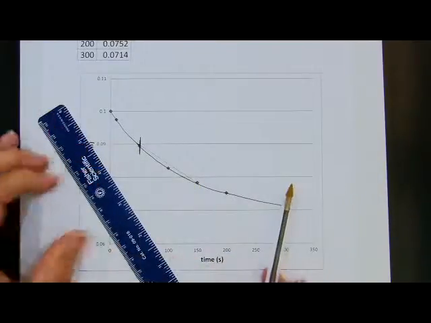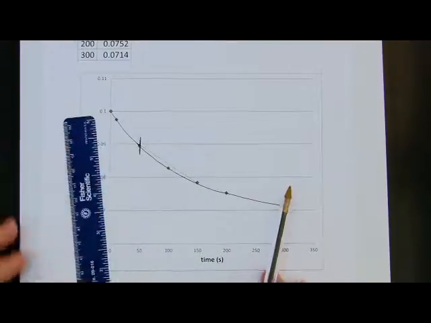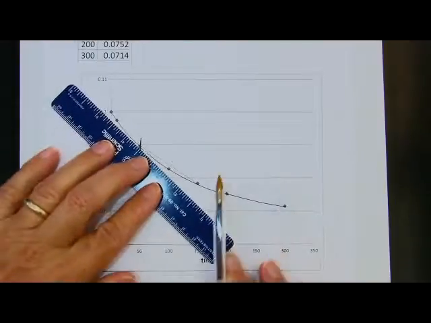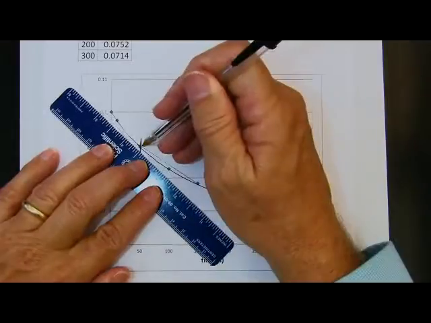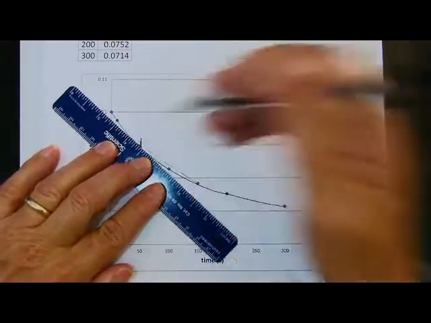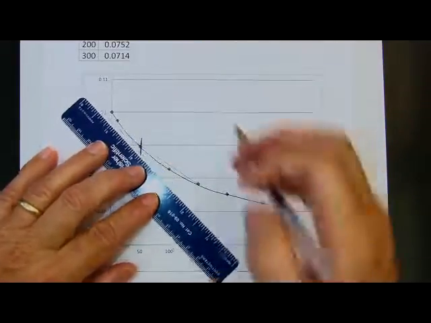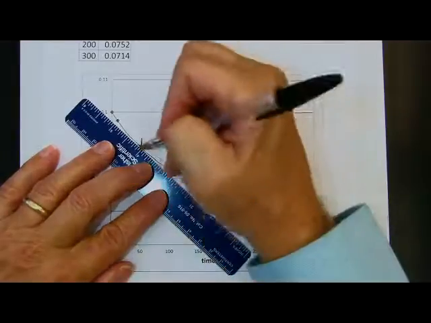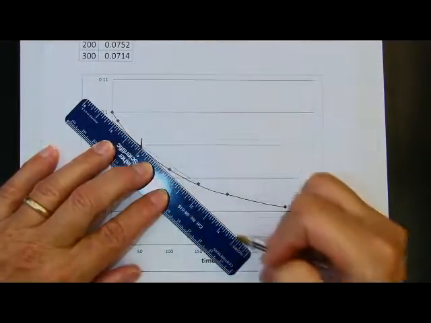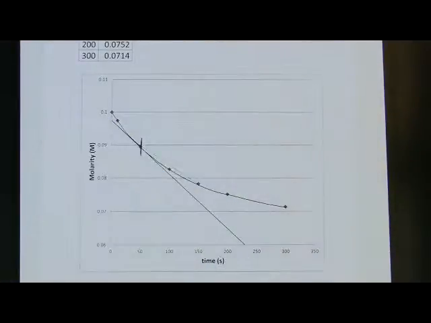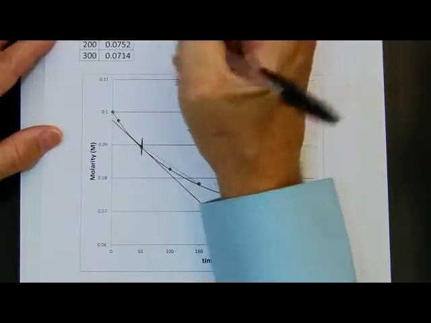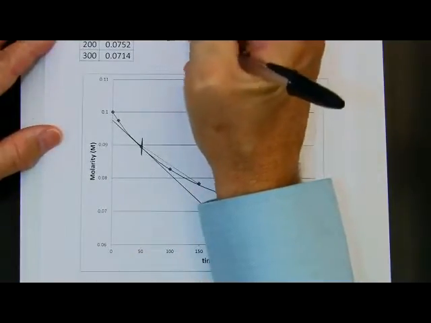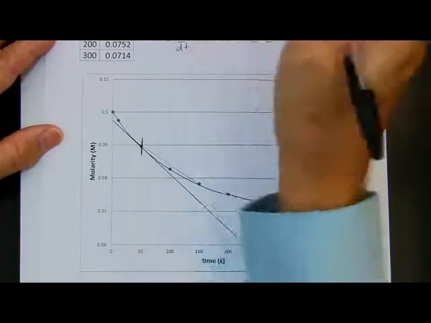All right, and so the instantaneous rate I would calculate by doing a tangent line here. Now, I guess the question is, how good am I going to make a tangent line? But we'll get an estimate of what the instantaneous rate is from that. So minus dA/dt is equal to the instantaneous rate.